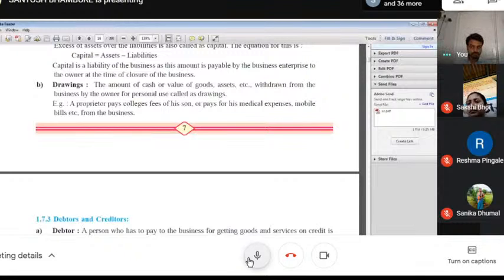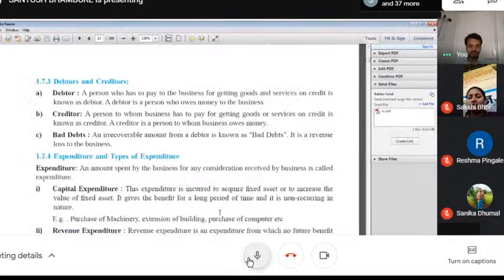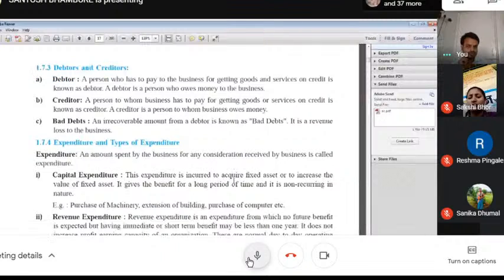So transaction, it is exchange of goods and services between any two people or parties. It has two types, monetary transaction and non-monetary transaction. Monetary transaction involves exchange of money or money's worth directly or indirectly. It has two parts, cash transaction or credit transaction. Non-monetary transaction means it does not involve exchange of money directly or indirectly.